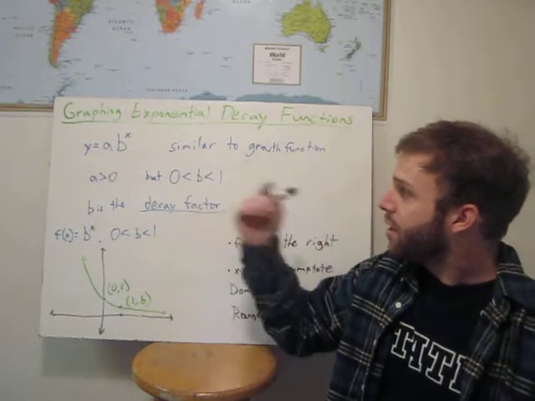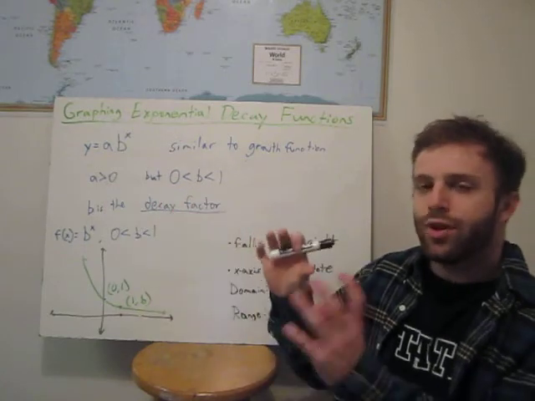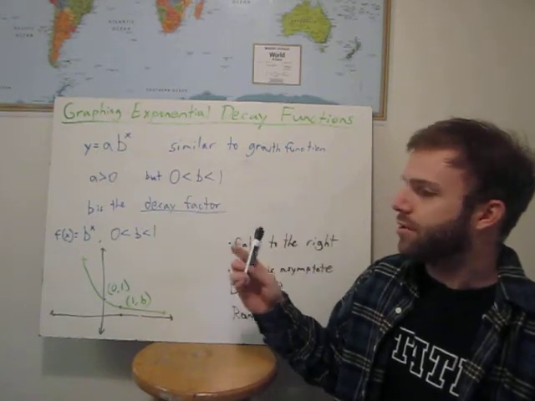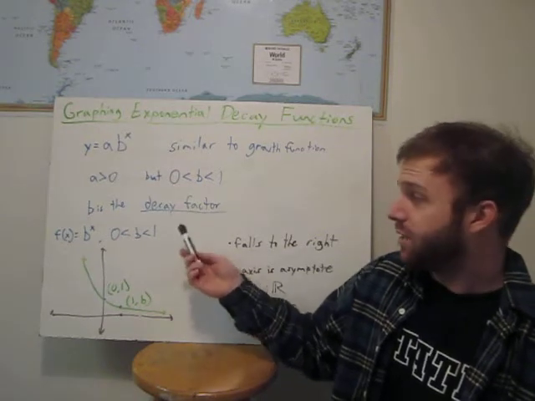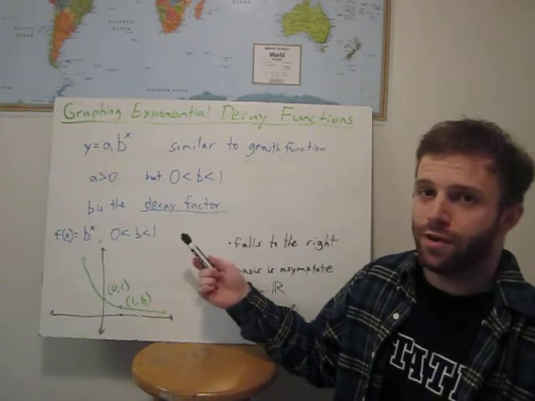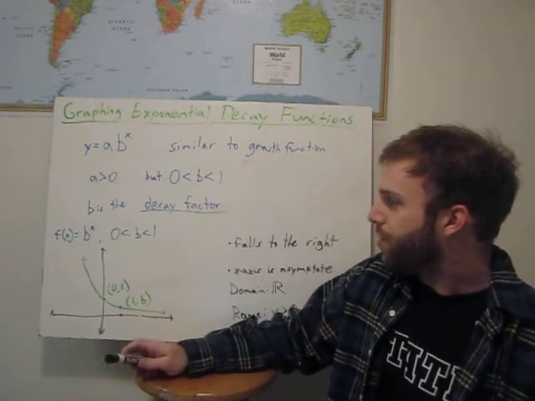But here, even if a is greater than 0, b is between 0 and 1. So it's going to be like a fraction or a decimal less than 1. So b is what's called our decay factor. So instead of our growth factor, we have a decay factor here when it's between 0 and 1.